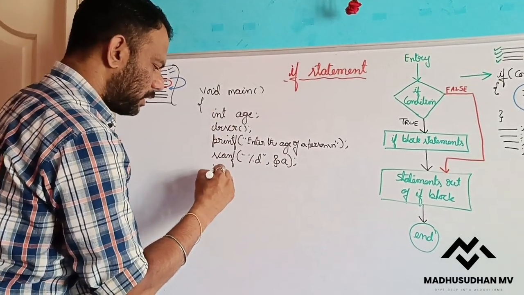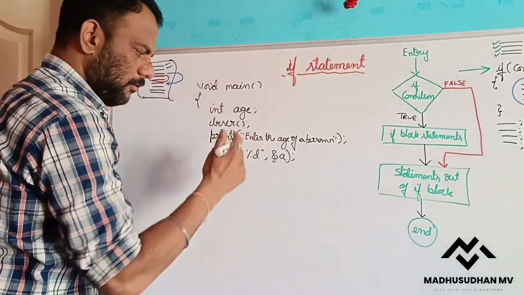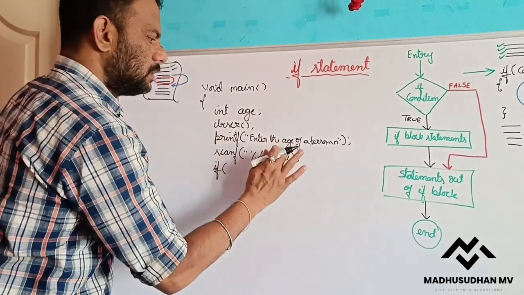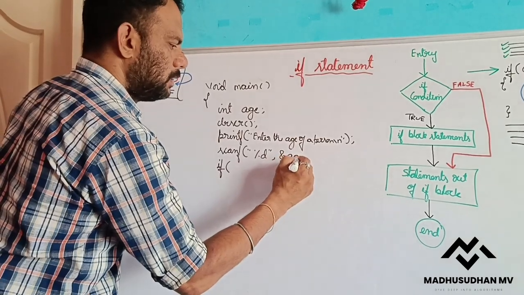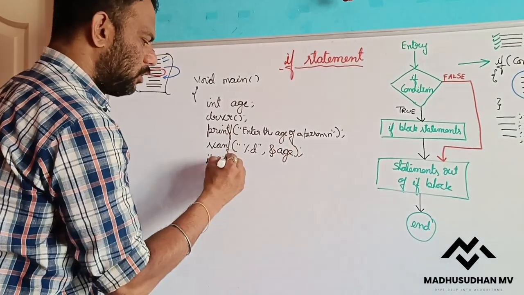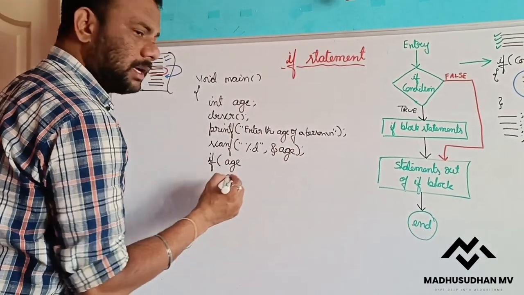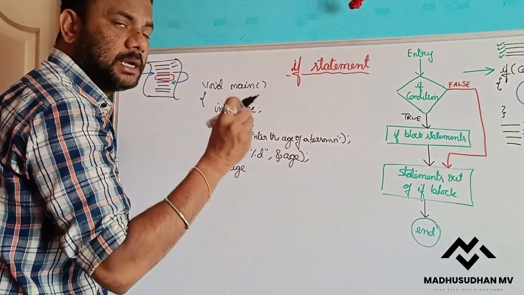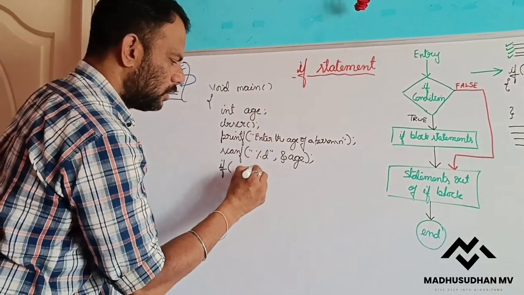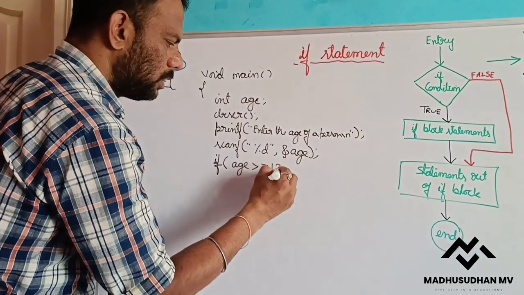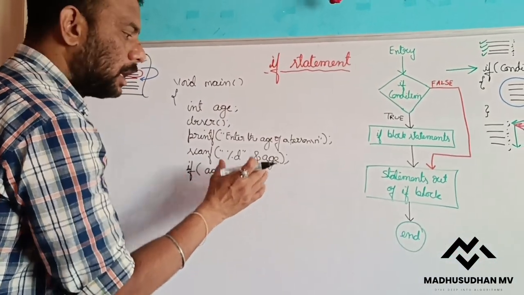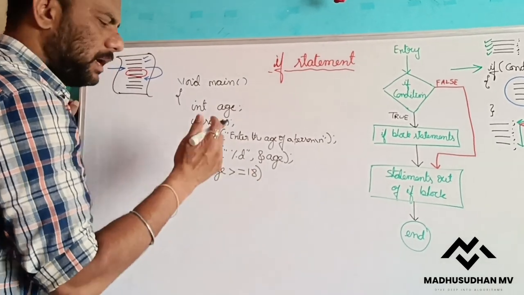Now I need to check, so for that I am using the if statement. Within the brackets I have to check the condition. What is the condition? See, age is the name I have given. What is the condition for voting? The age of a person should be greater than or equal to 18. So I'm writing age greater than or equal to 18. Don't write a semicolon; it will end here only, and irrespective of the condition, the message will print.